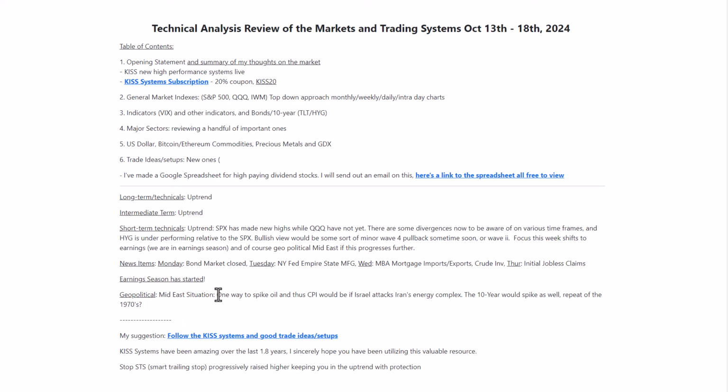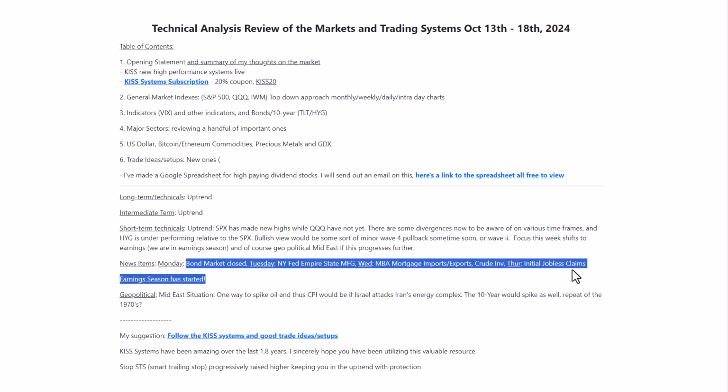If that were to get out of control, that could be a reason for the market to pull back. One way to spike crude oil, the CPI and the 10-year Treasury yield would be if, say, Israel attacked Iran's energy complex and you had a bigger escalation there. We'll see. Like I said, not a lot of big news this week, right? I think a lot of the shift will be on earnings and, of course, any geopolitical stuff. Okay, so let's go ahead and get started here.